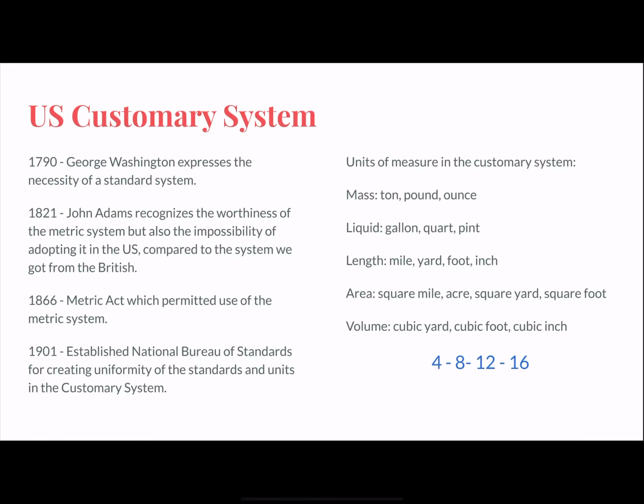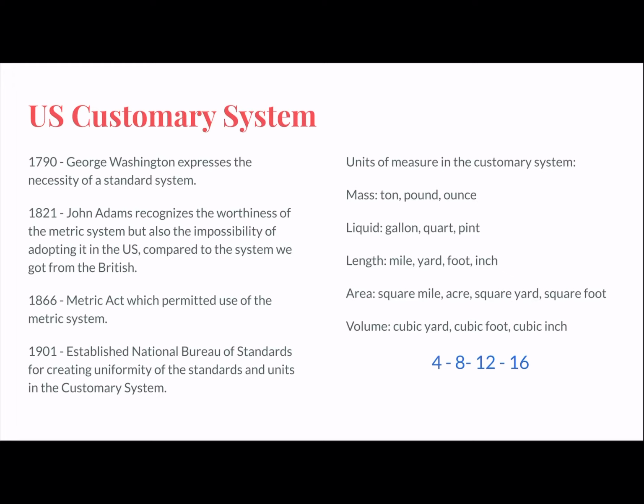So the U.S. Customary System was originally discussed officially in 1790 by George Washington, and him realizing that we needed to have a standard system, especially for commerce, like trade and purchasing things from each other. In 1821, when John Adams was the Secretary of State, he recognized the worthiness of the metric system, but also the impossibility of adopting it in the United States compared to the system we got from the British. In 1866, there was the Metric Act, which permitted the use of the metric system in the United States. And then in 1901, they established the National Bureau of Standards so that we could create uniformity of the standards and units in our customary system for the whole United States and for all of our states to use.